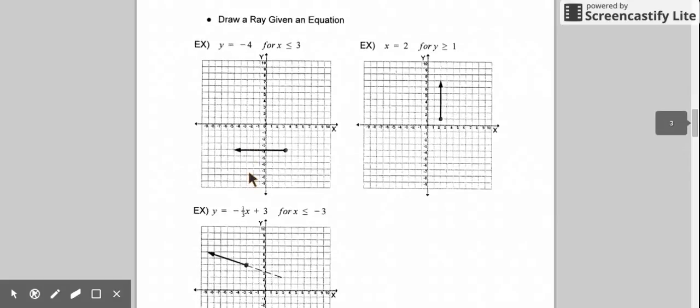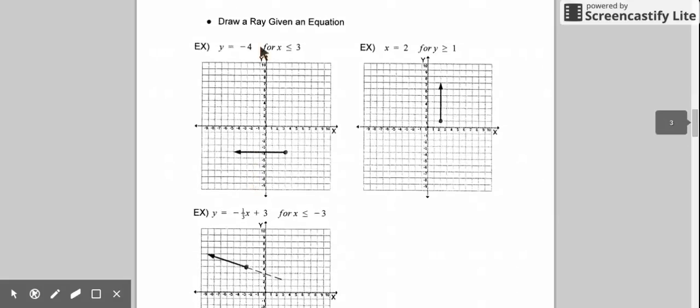Let's draw a ray this time. Rays are a little bit different. So this is still a horizontal line, but it only exists to the left of 3, or for x values that are less than 3. So y equals -4, but only when x is less than or equal to 3. So it moves to the left.